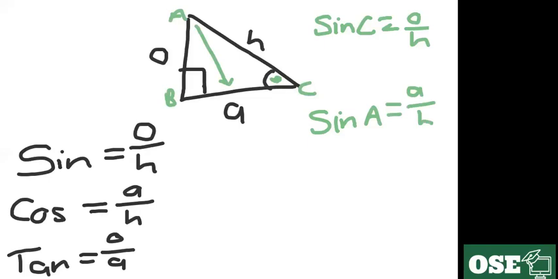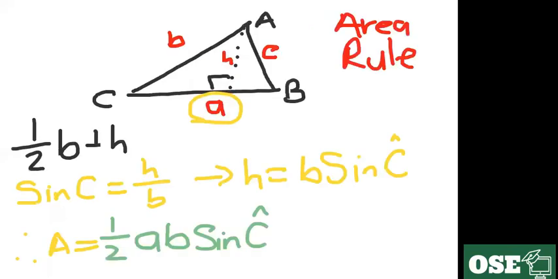You understand, or are you still confused? Yeah, I understand. So here sine C, if we look at this right angle triangle, sine C will be the opposite side. I hope that makes sense.